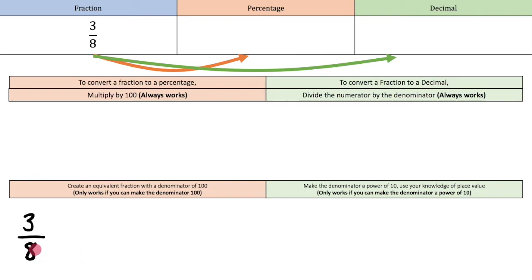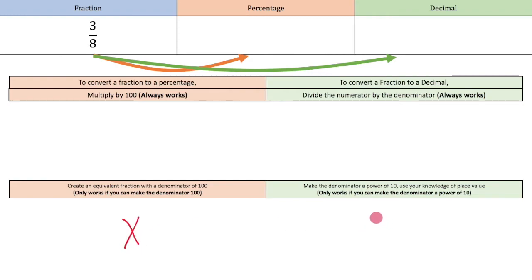Now, what would I have to times 8 by in order to make it 100? What would it have to be? And if you've done some thinking now, you've realized that this isn't going to work. And that's what we've noted here. It only works if you can make the denominator 100. And because I can't, we can't do this.